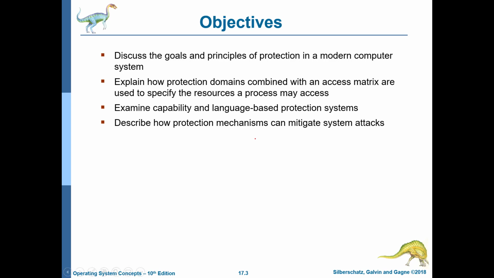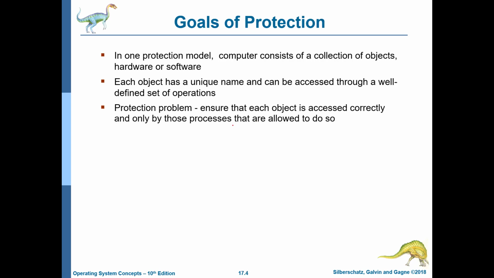So the objectives of this chapter are as follows. The first is to discuss the goals and principles of protection in a modern computer system. Then discuss access matrix and capability based protection systems. And finally describe how protection mechanisms mitigate the risk of attacks.